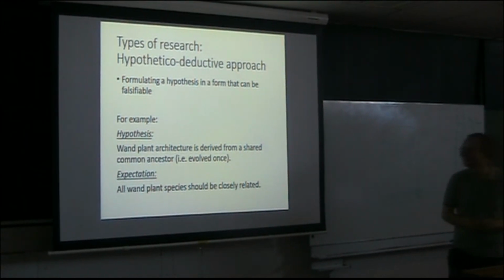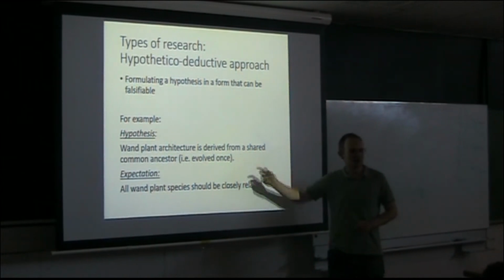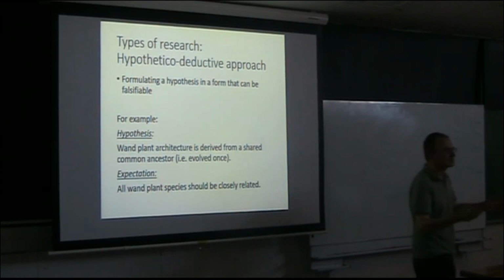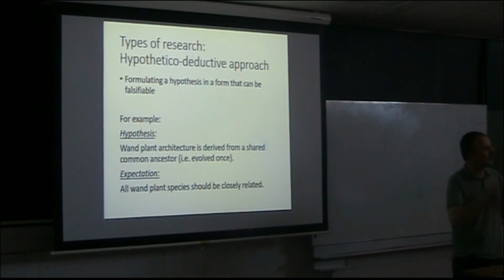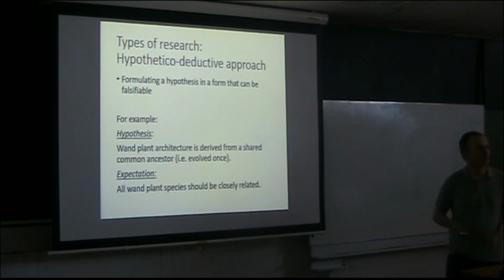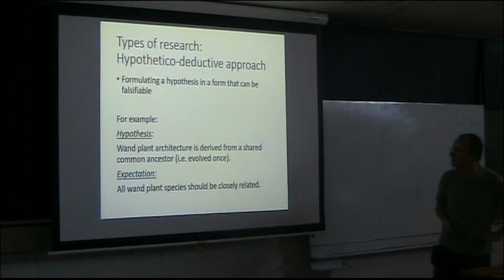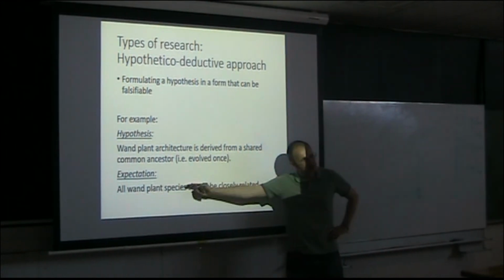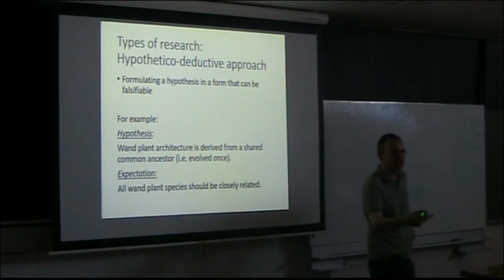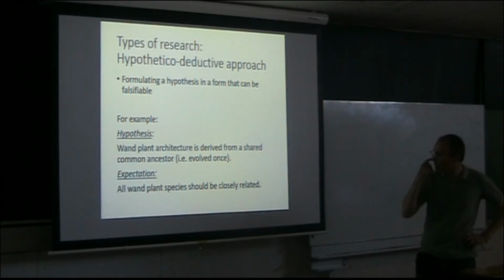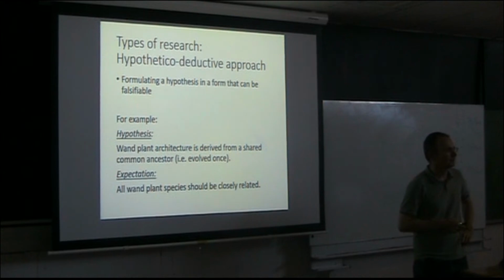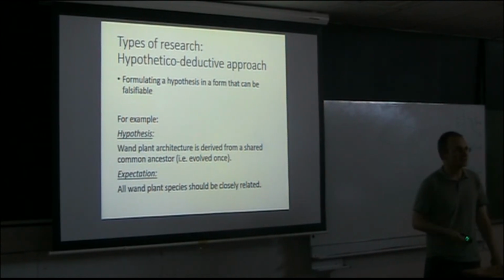We've talked about this recently. You should know what a shared common ancestor is, but effectively that's saying that back in time, an ancestral plant grew this one architecture and then diversified, and that's why we have so many species with one architecture. So our expectation is, and from that hypothesis we can generate expectations, that all one plant species should be closely related. Then we can go test that with the data that we've collected descriptively.